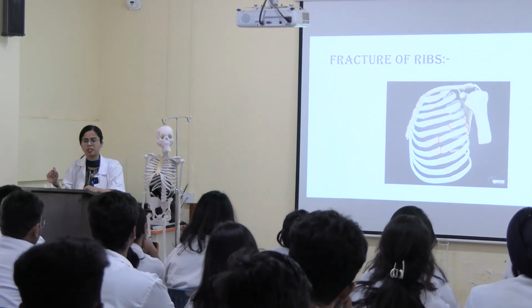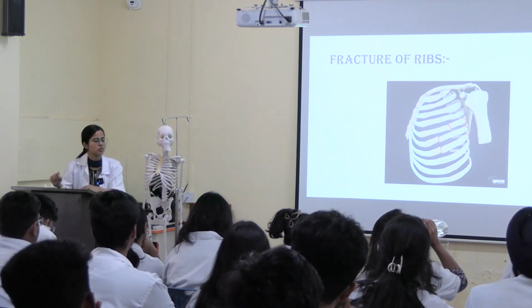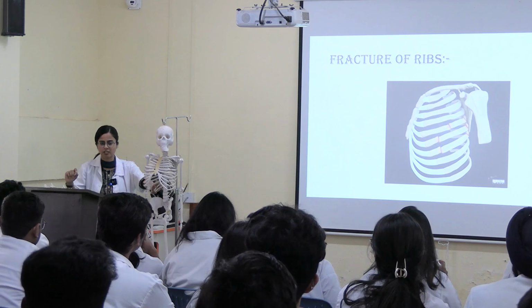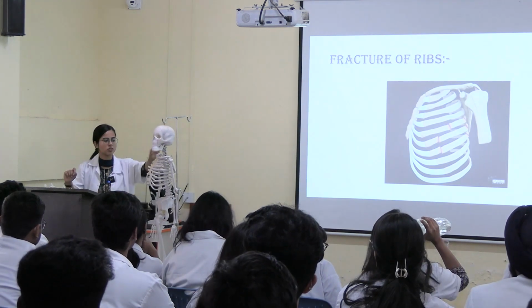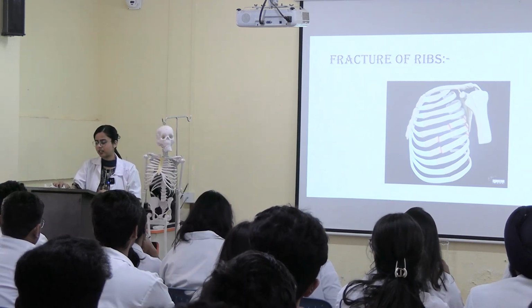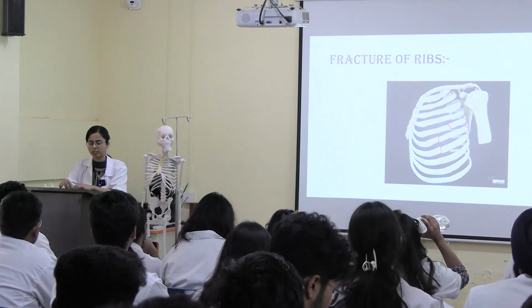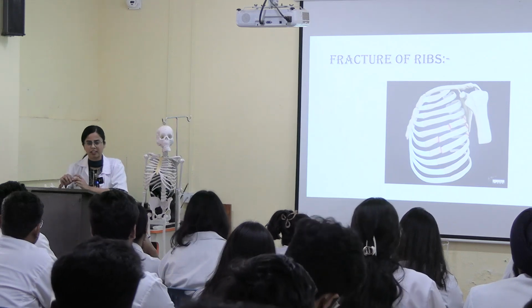The angle of the rib is the most common site of fracture in the rib. So 11 and 12 don't have this angle, so they are also less prone to fracture. The first and second ribs are also less prone to fracture because they are protected by the clavicle. In children, because of the elastic thoracic wall, the ribs are also less prone to fracture. The vertebrosternal ribs are most commonly fractured.